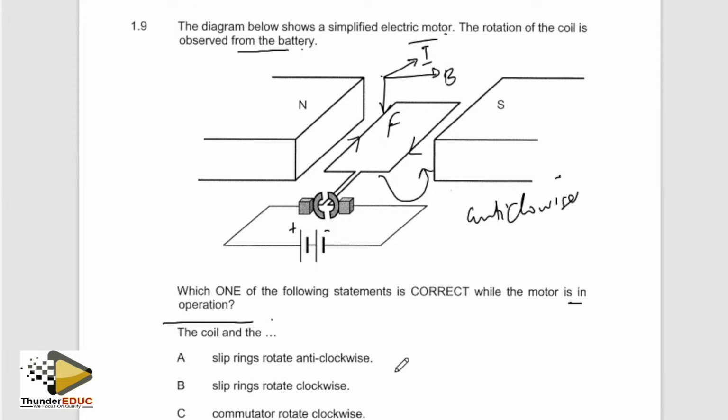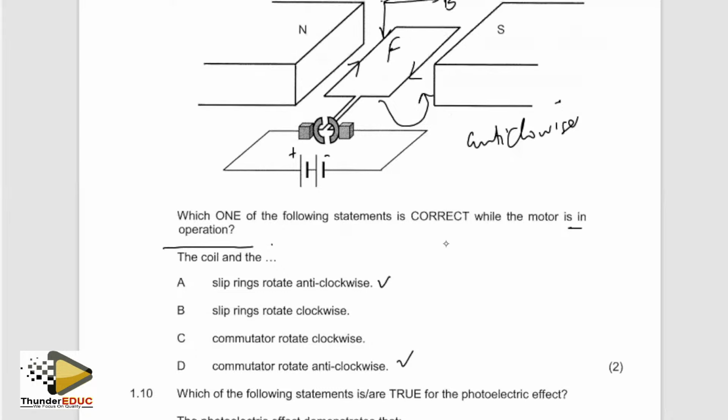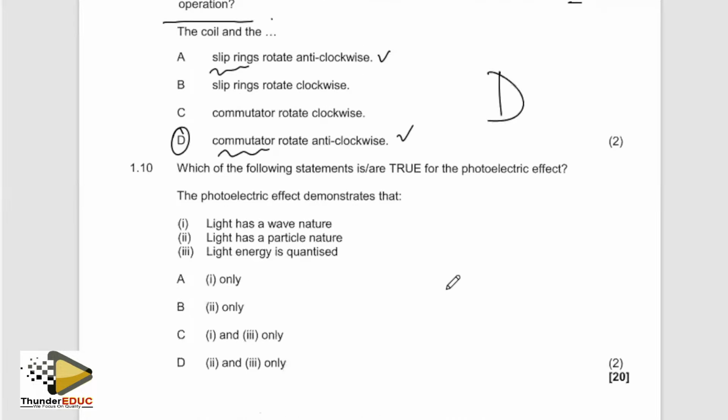So if it is anti-clockwise, we're looking at A and D. Is it the slip rings that are going to rotate, or is it the commutator that's going to rotate? Since it's a motor, I'll go with option D, because it's the commutator that must rotate. The commutator is connected to the coil. So option D will be the best.